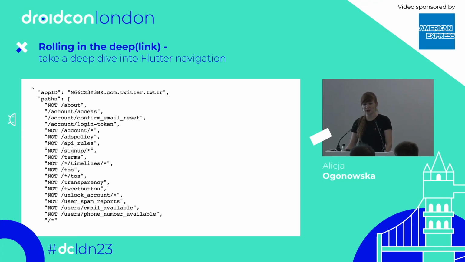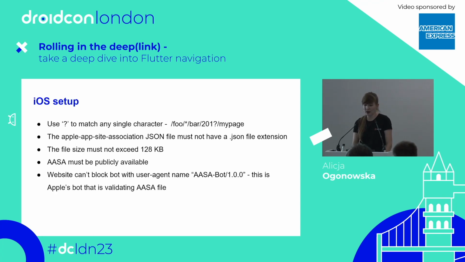So I'm also kind of a curious George, so I checked how Twitter is doing. And for example, you can notice that they have a lot of nuts. So on iOS, it is possible to exclude some paths. And this is actually a common approach that you specify some paths directly, then you exclude the paths that you don't want to trigger opening your app. And then in the end, you just accept all paths. And a note, you cannot do that on Android.